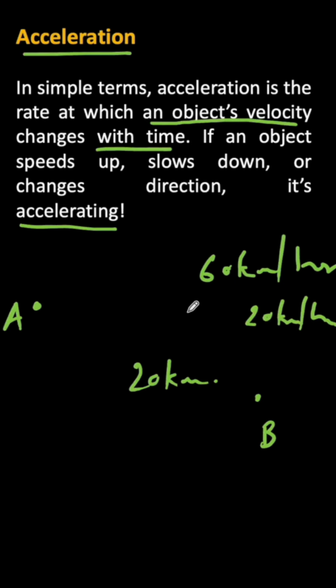So basically, whenever we travel, whenever we move, we experience acceleration. Acceleration could be a positive value or negative value. Positive values are called acceleration, negative values are called deceleration. Negative means we are reducing the speed. Positive means we are increasing the speed.